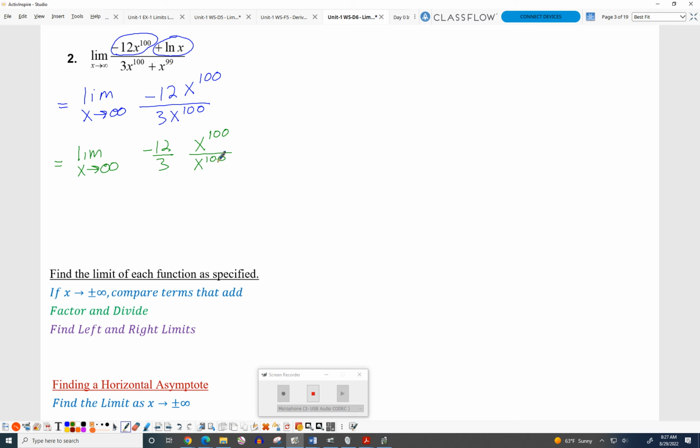Then you conclude, hey, this will always equal 1 unless x equals 0. It's not going to happen for this problem. So we have a limit of negative 4. So now we know that as x approaches positive infinity, y is approaching negative 4. So we have a right half horizontal asymptote at y equal, I wrote that wrong, hold on.